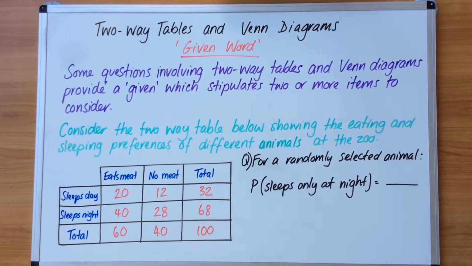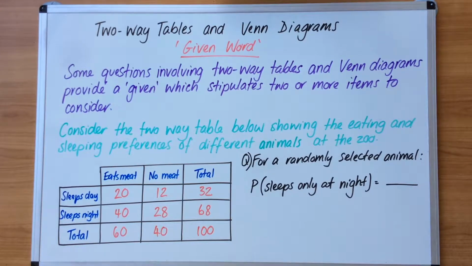In this video, we are focusing on two-way tables and Venn diagrams for the given word. Some questions involving two-way tables and Venn diagrams provide a given which stipulates two or more items to consider. Consider the two-way table below, showing the eating and sleeping preferences of different animals at the zoo.